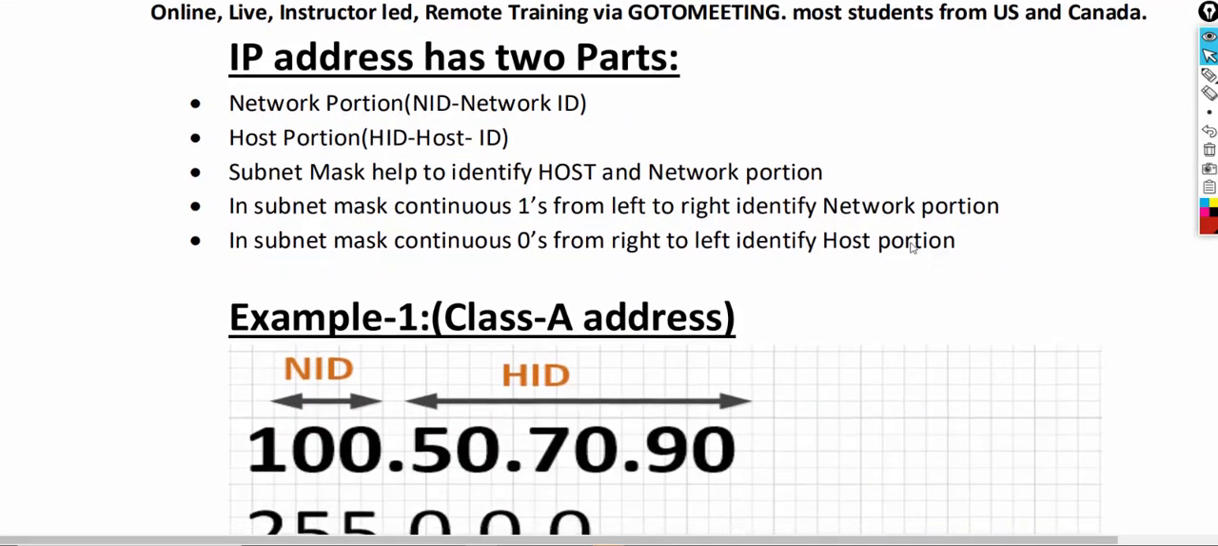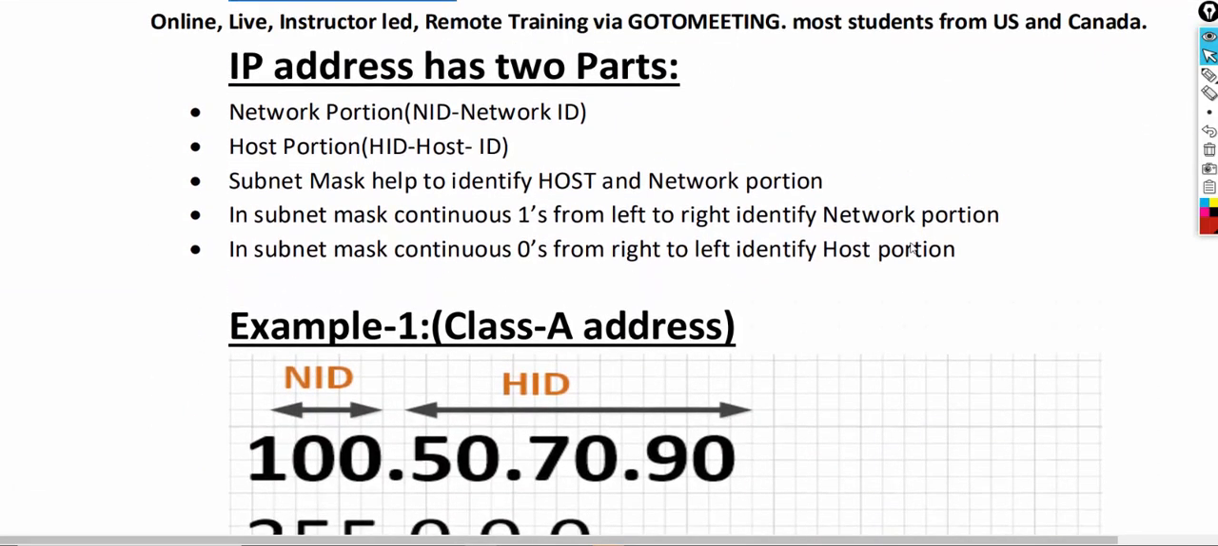And now a couple of more technical points. An IP address has 2 parts. What are those 2 parts? There is something called network portion and host portion, sometimes called network ID and host ID. So what determines which part is the network ID and which part is the host ID? The subnet mask. Okay. So remember, the main advantage of the subnet mask is defining which part is the network ID and which part is the host ID.